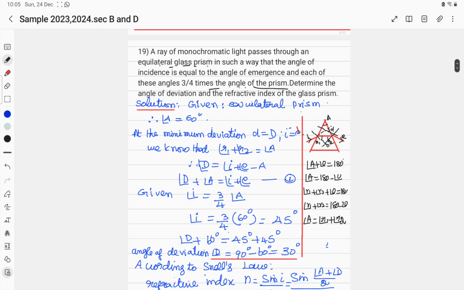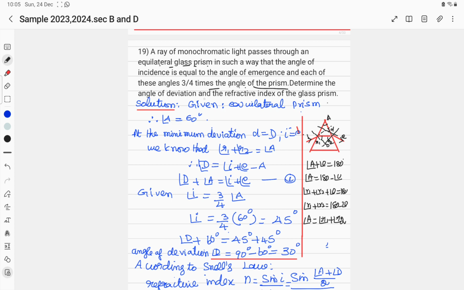Question 19. A ray of monochromatic light passes through an equilateral prism in such a way that the angle of incidence is equal to the angle of emergence, and each of these angles is 3 by 4 times the angle of the prism. Determine the angle of deviation and the refractive index of the glass prism.